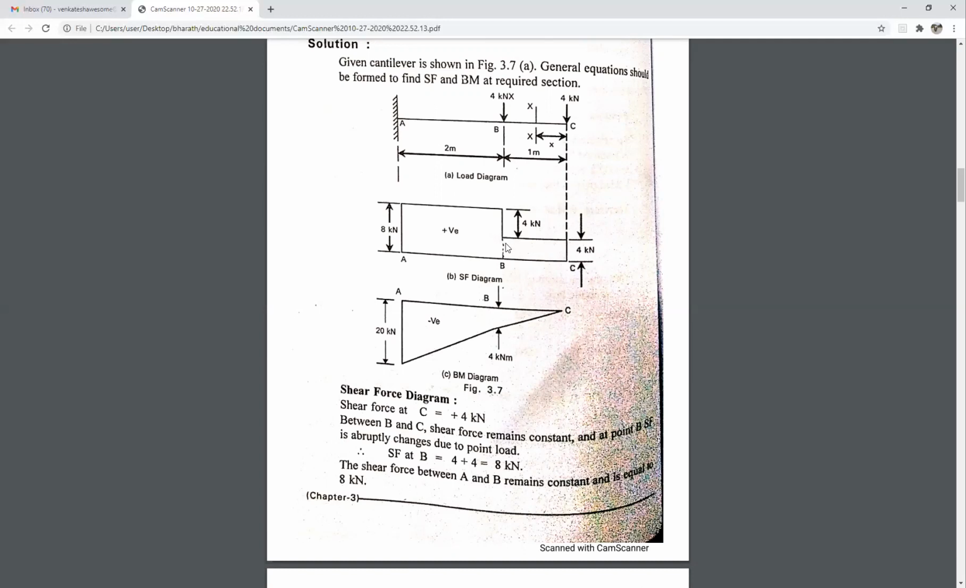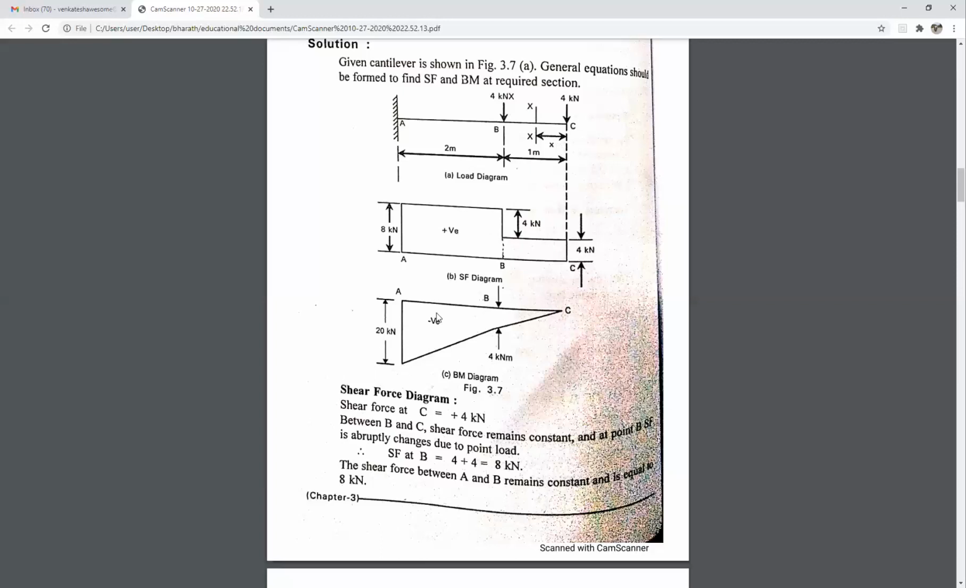Then it rises by a few more, 4 kilonewtons. Why? Because one more force is being added. Previously 4 kilonewtons was there, and at the point B, one more load will be acting. That's why 4 plus 4, 8 kilonewtons will be constant up to the fixed end.